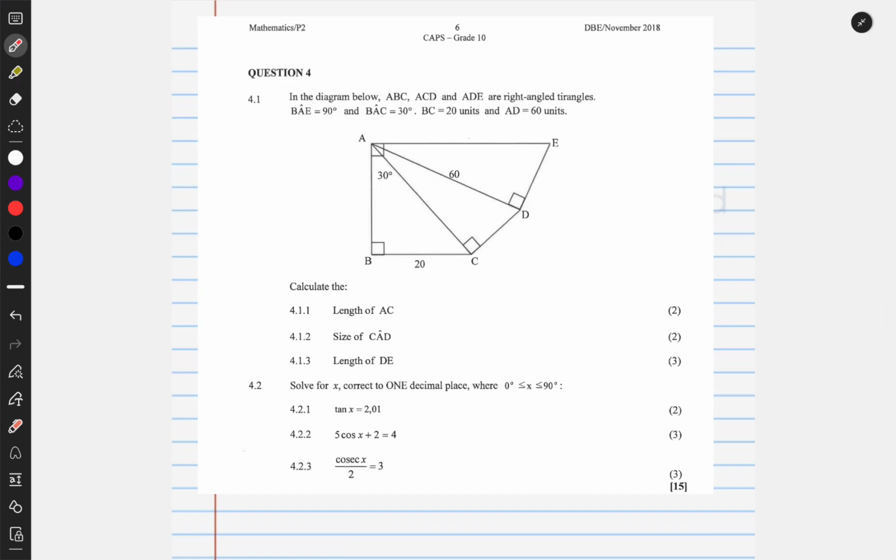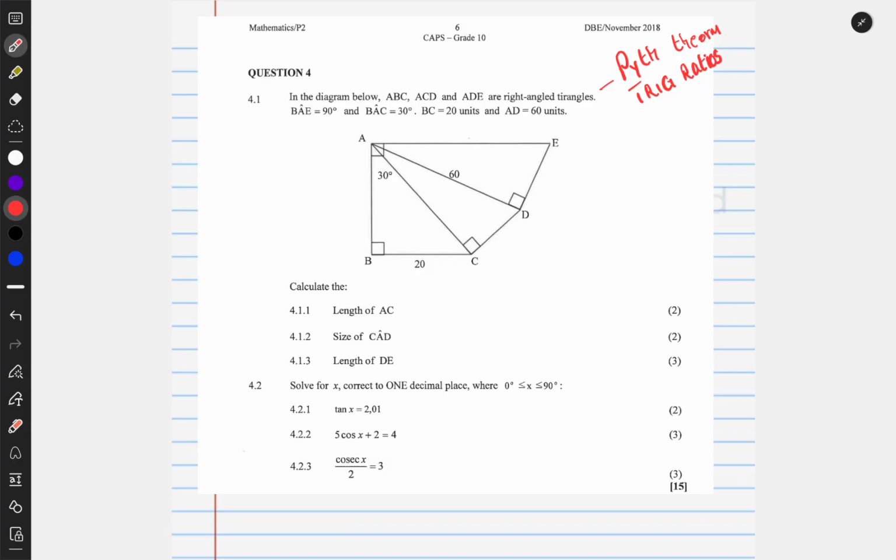Okay, so for 4.1, in the diagram below, ABCD, ABC, ACD, and ADE are right angled triangles. And remember what I told you, that once you know that you are dealing with right angled triangles, you should remind yourself that you can use the Pythagoras theorem, and also trig ratios, your SOHCAHTOA.